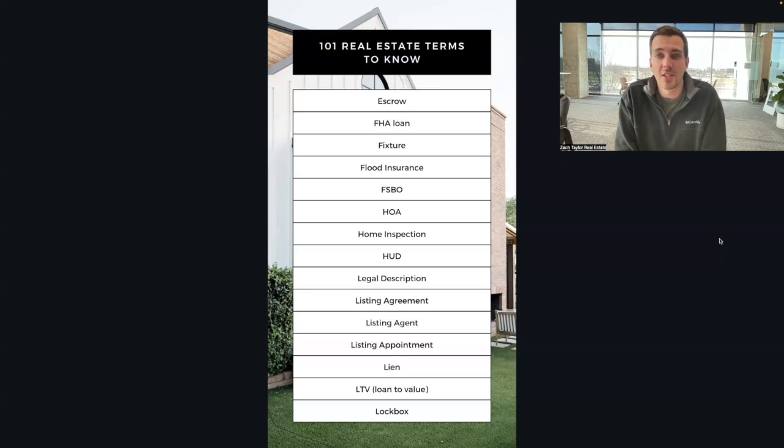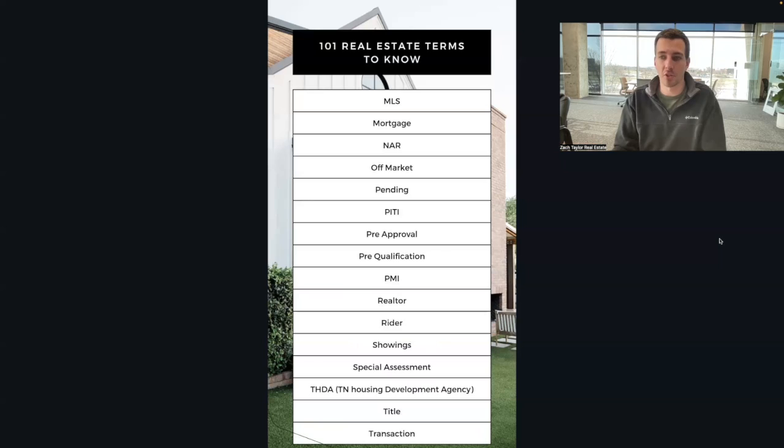Lockbox. This is what allows other agents, if you are the listing agent listing a home for sale, you put a lockbox on the property that'll have like a front door key in it. That way other agents, when approved, can come over, use the lockbox, get the key out, and then unlock the door and walk through the home for a showing.